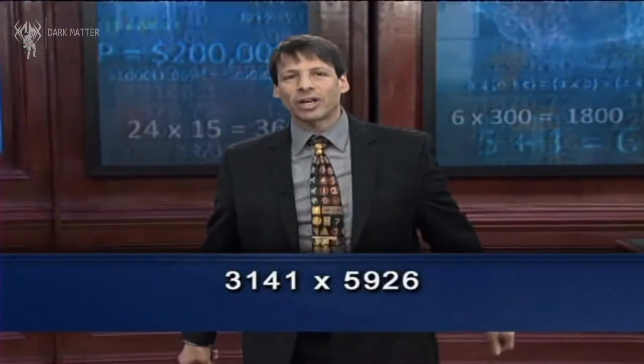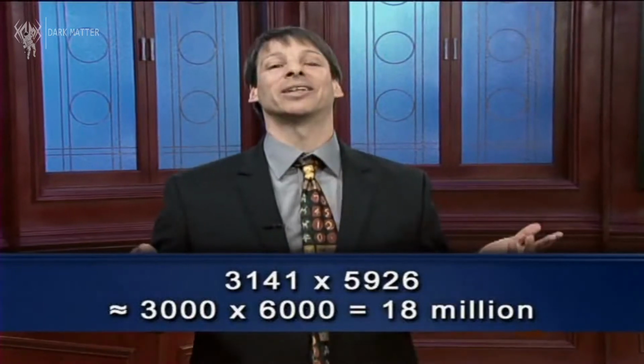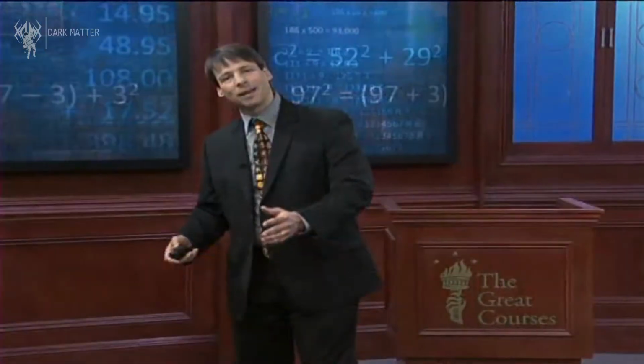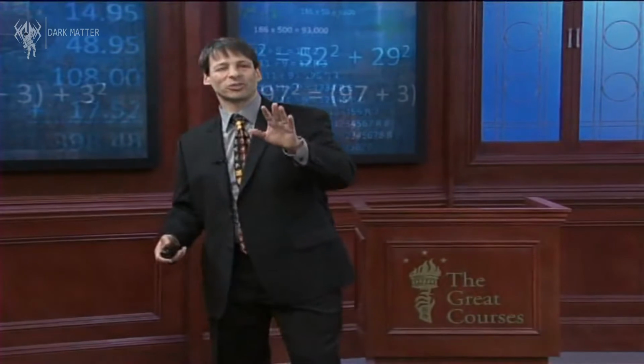So for a problem like 3,141 times 5,926, that's approximately 3,000 times 6,000, which is 18 million, because 1,000 times 1,000 is a million. But now let's turn our attention to division. Just like with multiplication problems, the most important point is to get the right order of magnitude.